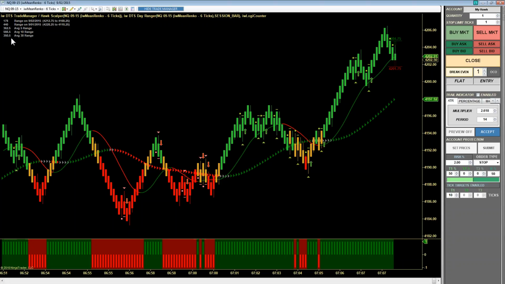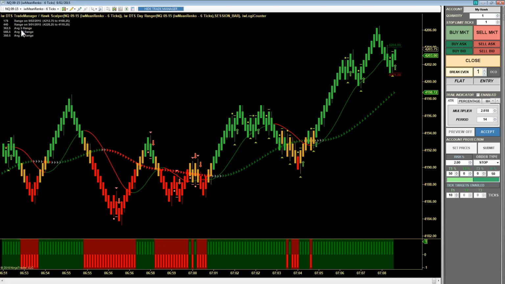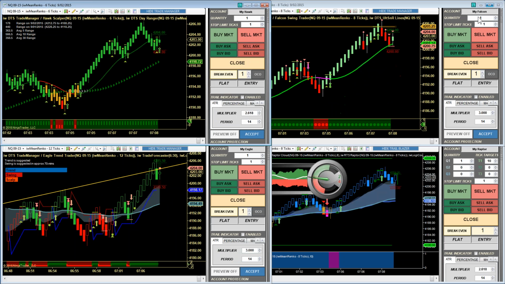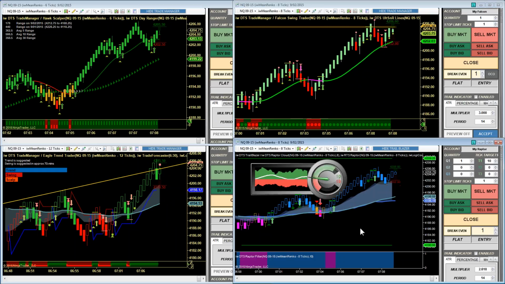Here our Day Ranger. This is also an add-on tool. Look at these ranges. The 30-day average 350. The 10-day average 560. Isn't that crazy? The 5-day average 360. Yesterday's range was 440, and today we're just under 200. So we've got to leave our stops a little bit further back, give ourselves a chance.